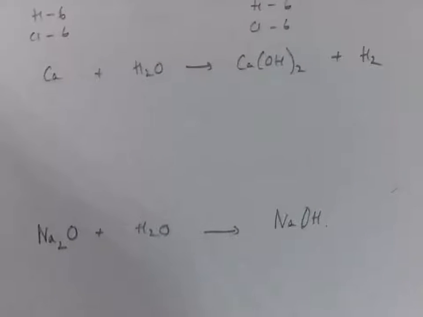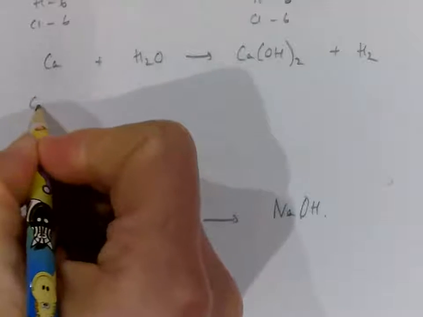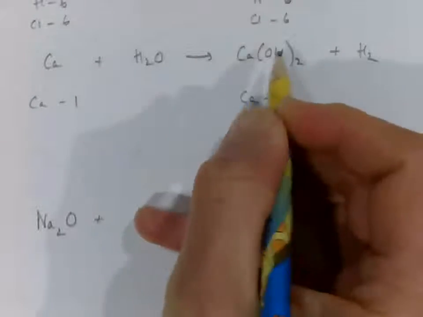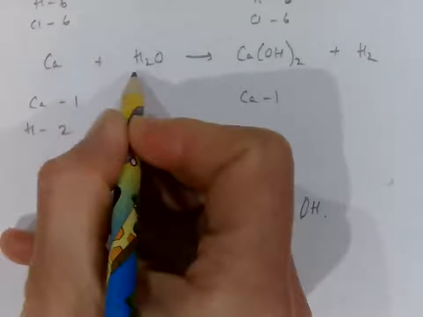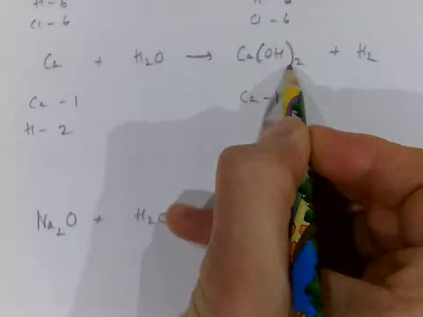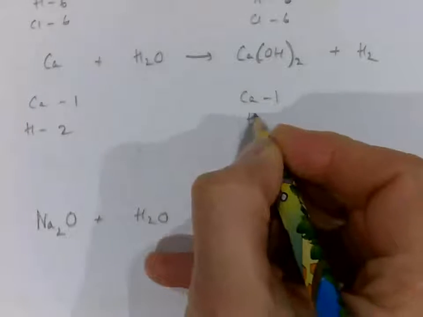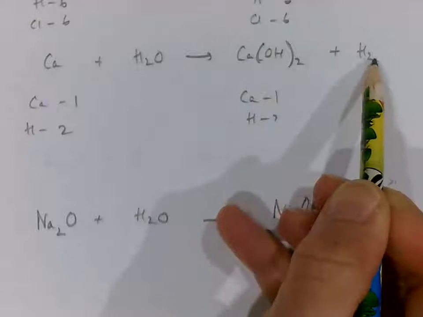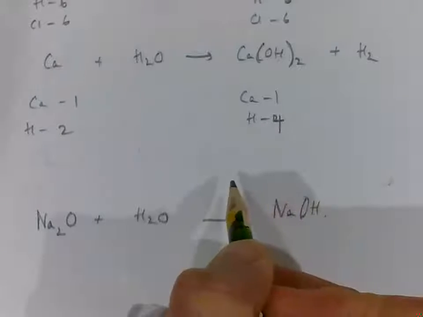Okay, the next one. Calciums. I've got 1 calcium on this side, and I have got 1 calcium on this side. Hydrogens, I have 2 on this side. And be careful here, the brackets around here means that it's 2 of everything inside the bracket. So I've got 2 hydrogen. Ooh, no, I've gone wrong. I've got 2 hydrogens here, but don't forget, I've got 2 here. So I've actually got 4 hydrogens in total on this side.